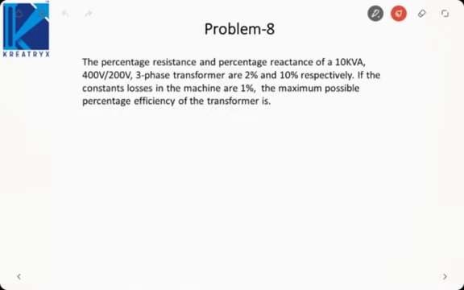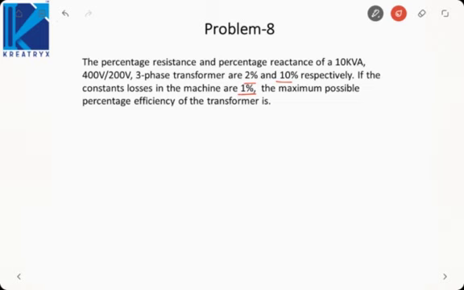In our next problem, it is saying the percentage resistance and percentage reactance of a 10 kVA 400 by 200 volt 3-phase transformer are 2% and 10%. If constant losses are 1%, what is the maximum possible efficiency? So here there is no concept of 3-phase transformer as such. The efficiency expression remains the same.